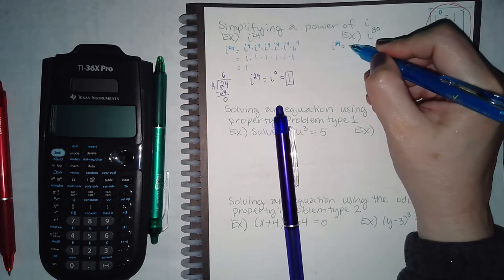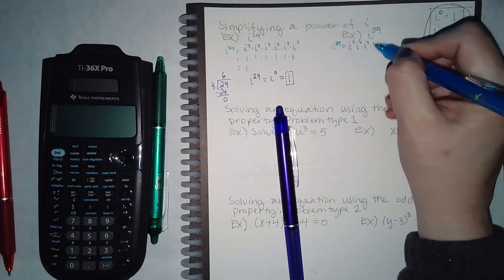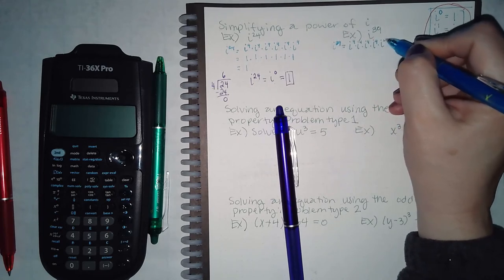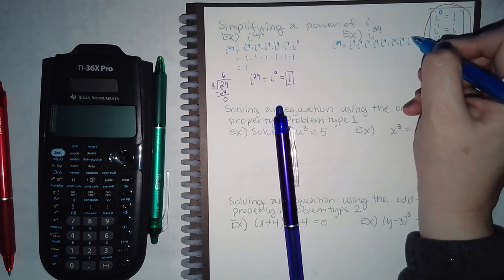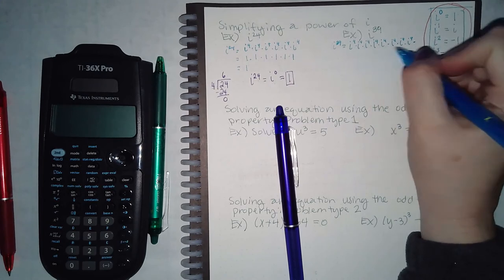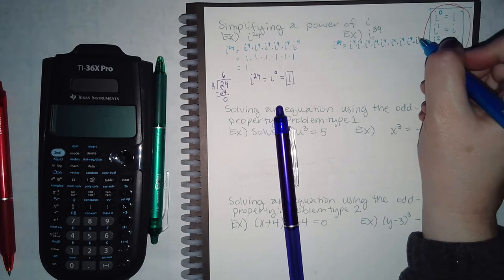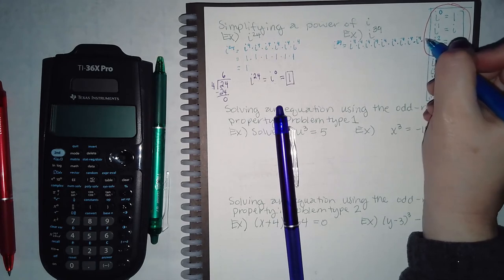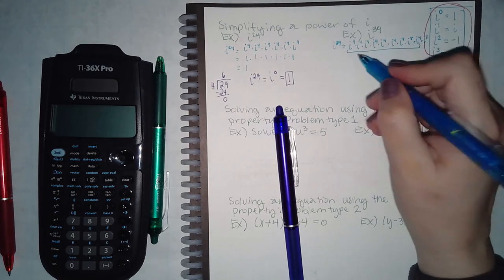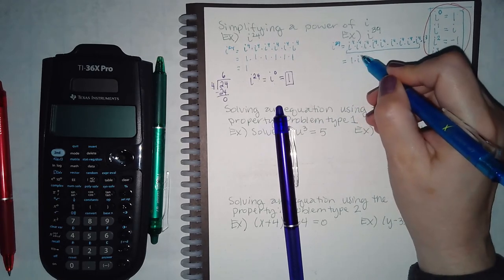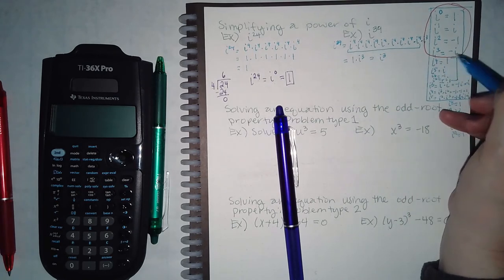So 39 can actually be written as 1, 2, 3, 4, 5, 6, 7, 8, 9 groups of i to the 4th, and that would be 36, and then I would have 3 left over. So all these are a bunch of 1s, which means I'm going to have 1 times i cubed, which is just i cubed. And according to this chart, i cubed is equal to negative i.